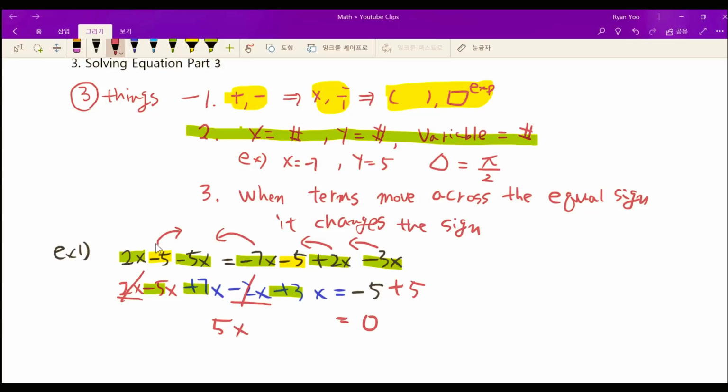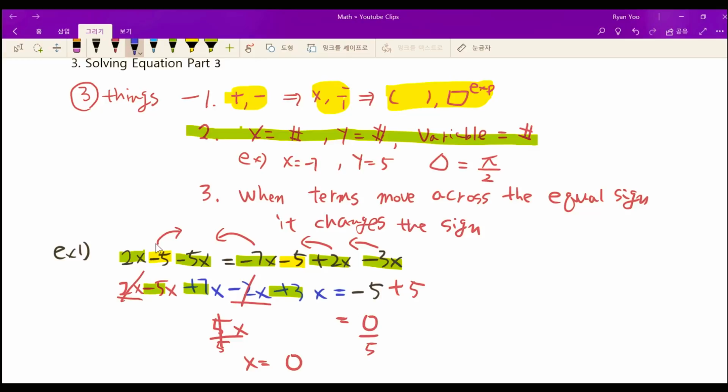So now let's follow the order. We deal with the positive and negative sign, and next is multiplication, division. This is 5 times x. I'm going to divide by 5. Whatever you do to the left, do it on the other side. Divide by 5. Same thing over same thing becomes 1. x is equal to 0 over 5, which is 0.